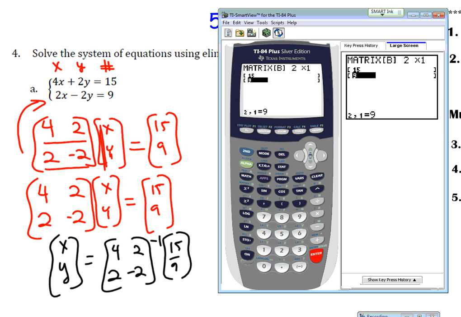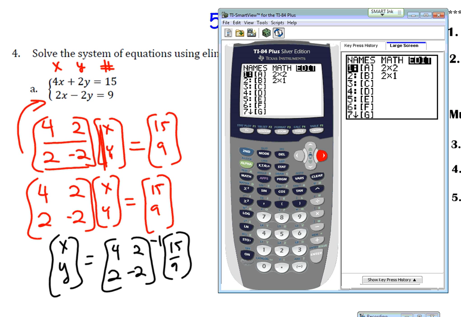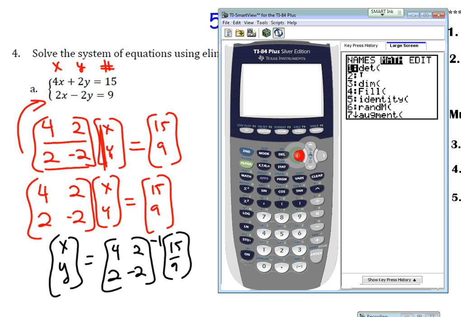All right, so quick recap. All I did was hit second matrix, go over to edit, hit enter, however big, however many rows and columns I need, and put that data in. Okay? So now here's what I want to do.